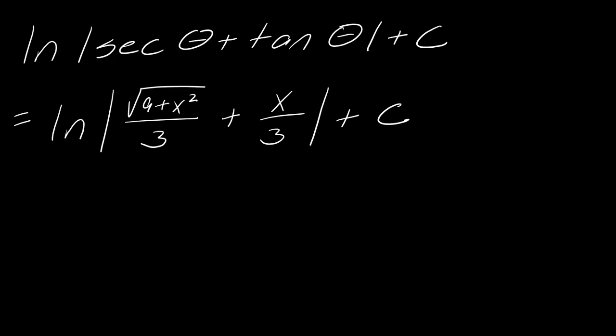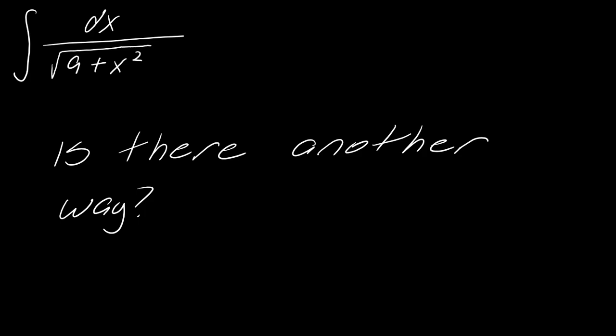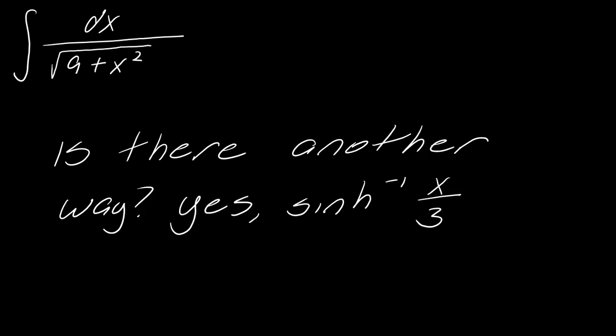Now, here's my question. Going back to our original integral, dx over square root of 9 plus x squared, is there another way I could have done this? Yes, it kind of depends on the calculus class. Some calculus classes use hyperbolic functions, some don't. The one that I teach does. So this is actually just the integral we could have integrated right away. This is the inverse sinh of x over 3. That's what that would have been.